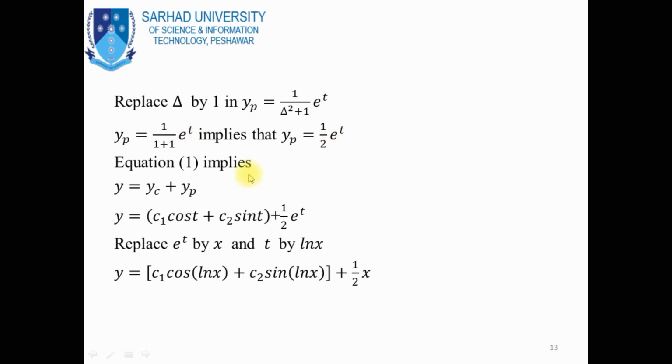which implies 1 over 2 e power t. Now the overall general solution is equal to yc plus yp. Putting the value of the complementary solution and the result for the particular solution, we obtain c1 cos t plus c2 sin t plus 1 over 2 e power t. Now replace e power t by x and t by natural log of x. We obtain the general solution y is equal to c1 cos log of x plus c2 sin log of x plus 1 over 2 x. So this is the overall general solution of the given differential equation.